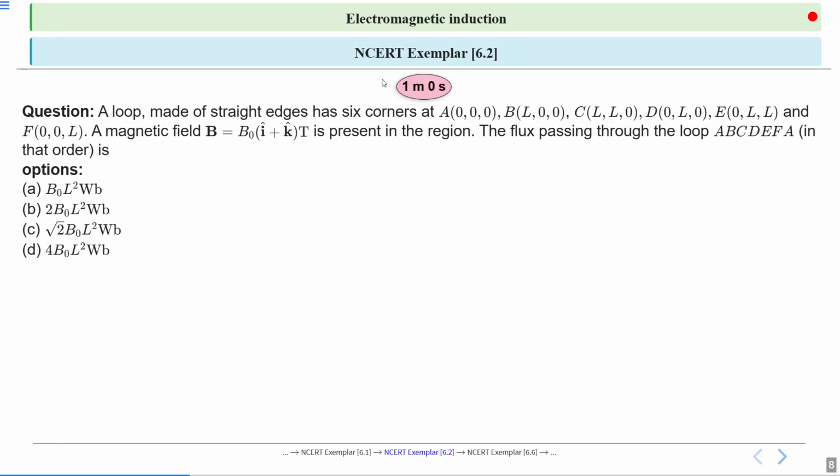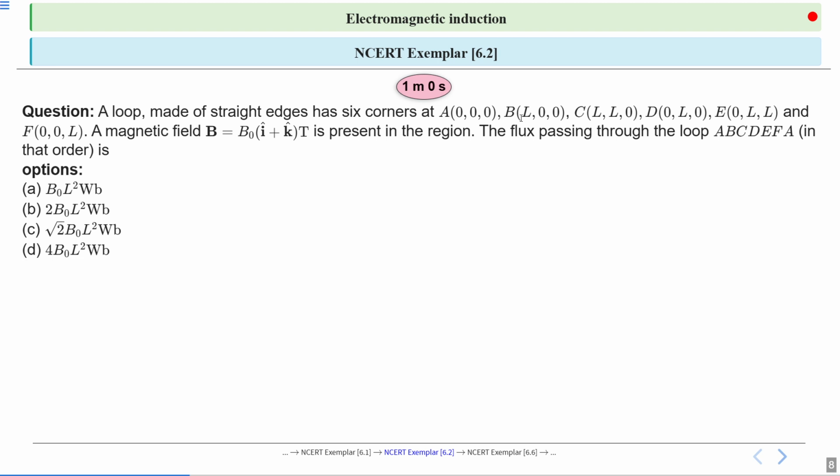Now the next question, NCERT Exemplar 6.2. A loop made of straight edges has 6 corners. The coordinates of all the corners are given. This loop is placed in 3D, that's why we are taking all 3 coordinates: x, y, and z. Corner A is placed at 0, 0, 0, meaning at the origin.